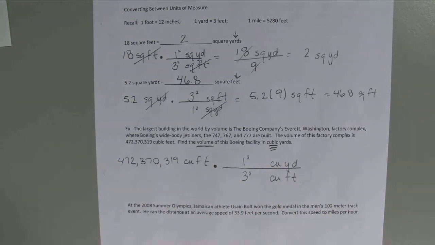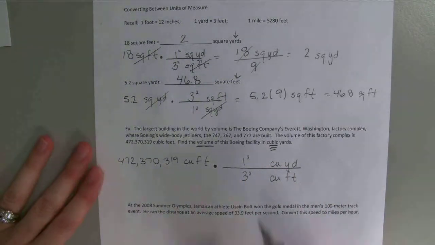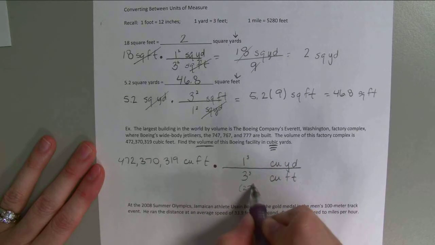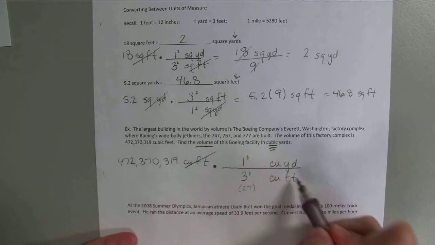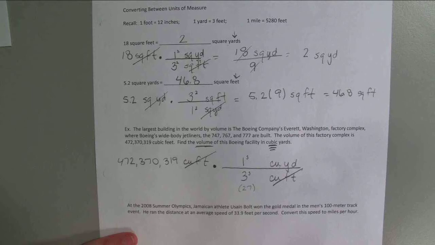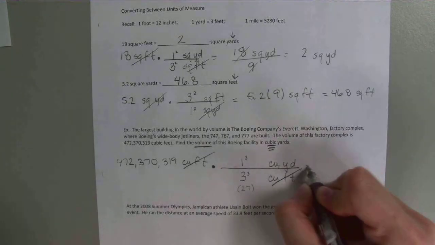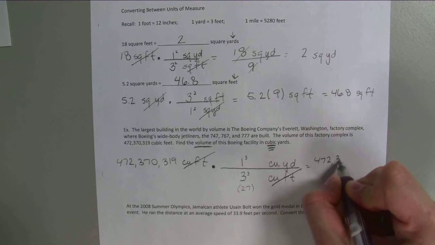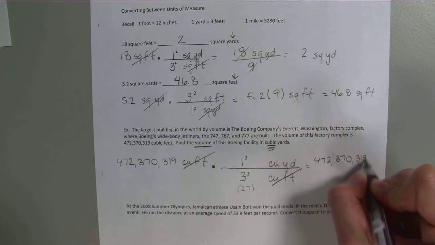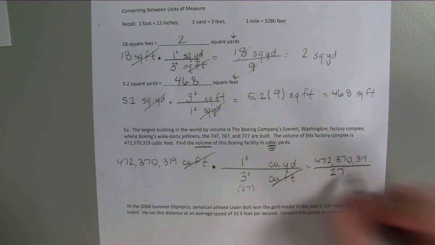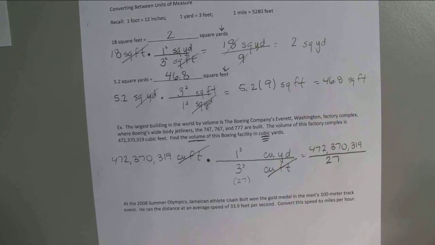So we're just going to cube that. What is 3 cubed? I think we have that memorized at this point. 27, right? So our cubic feet are going to cancel out. The cubic yard's going to remain. 1 cubed's 1, so I don't really care. So guys, ultimately you get this 472 million number divided by the 27. So what does that end up being in cubic yards?